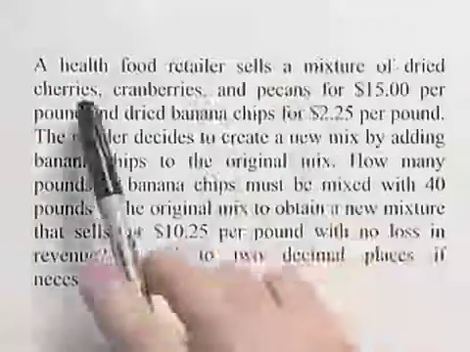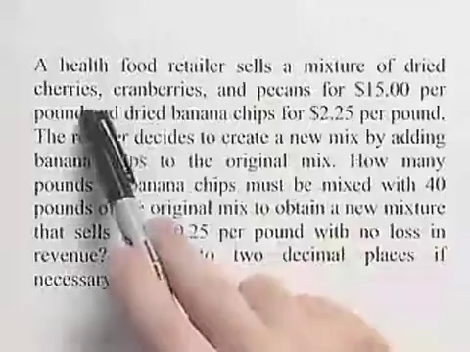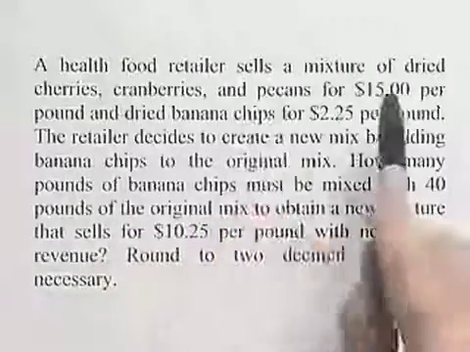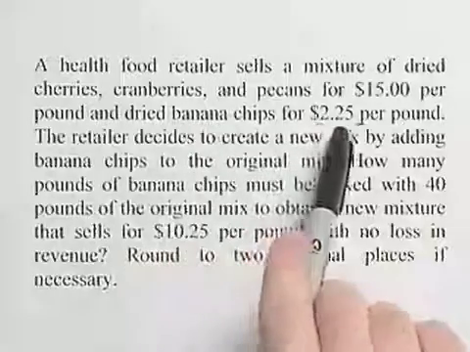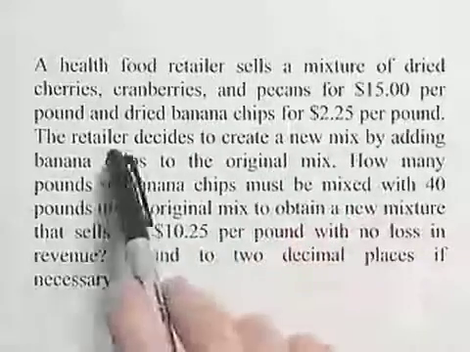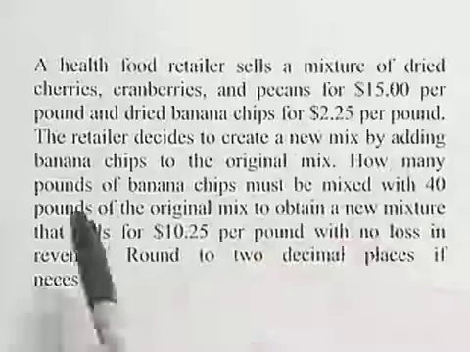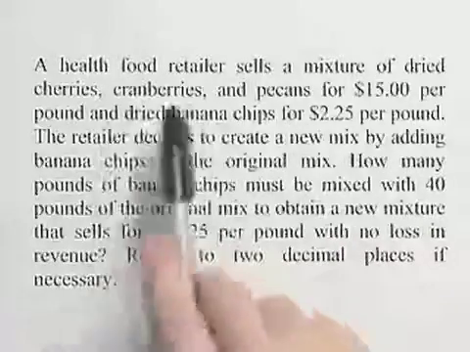Here we want to solve a mixture problem. We've got a health food retailer who sells a mixture of dried cherries, cranberries, and pecans for $15 per pound and dried banana chips for $2.25 per pound. The retailer decided to create a new mix by adding banana chips to this original mix.